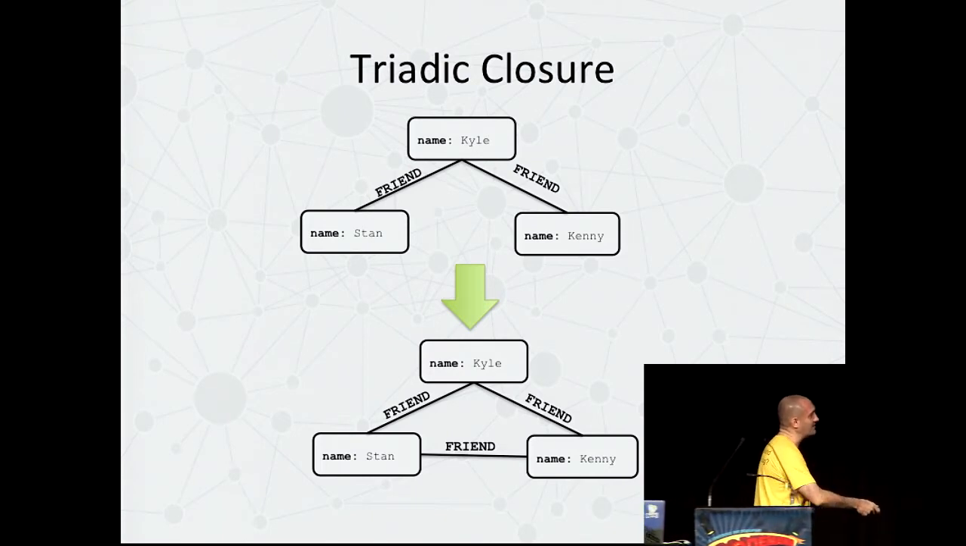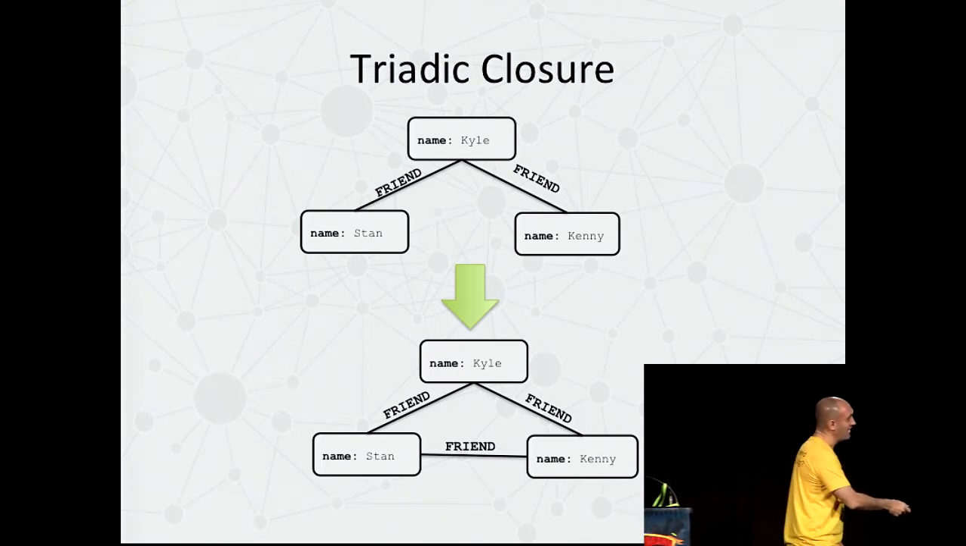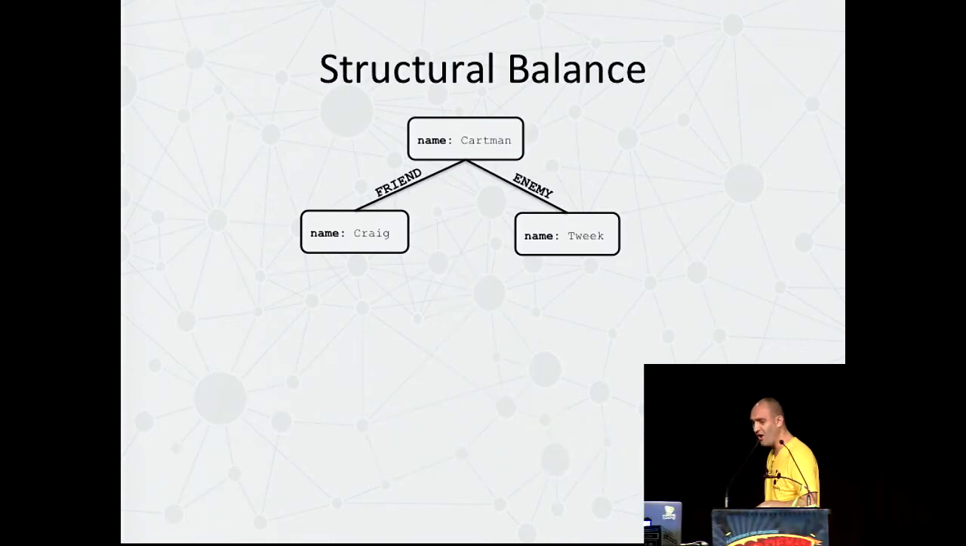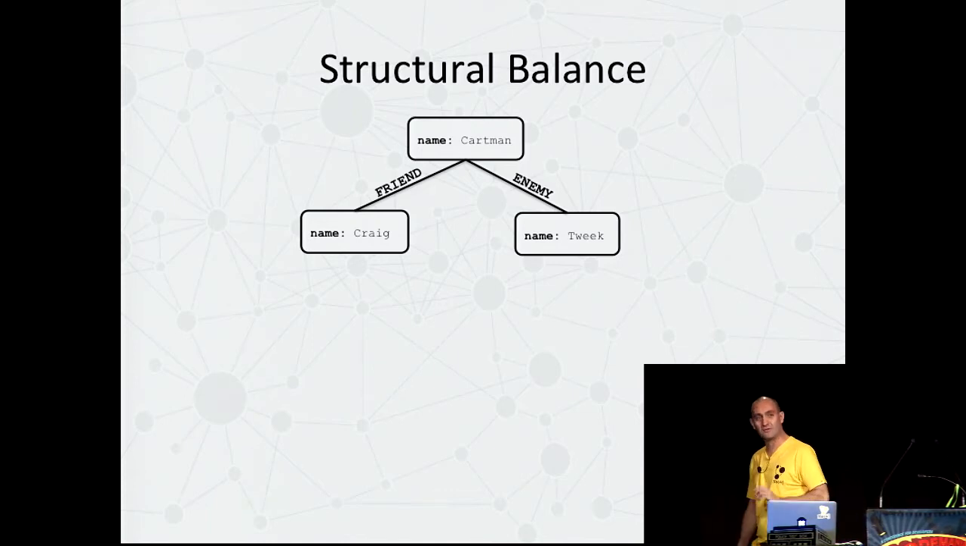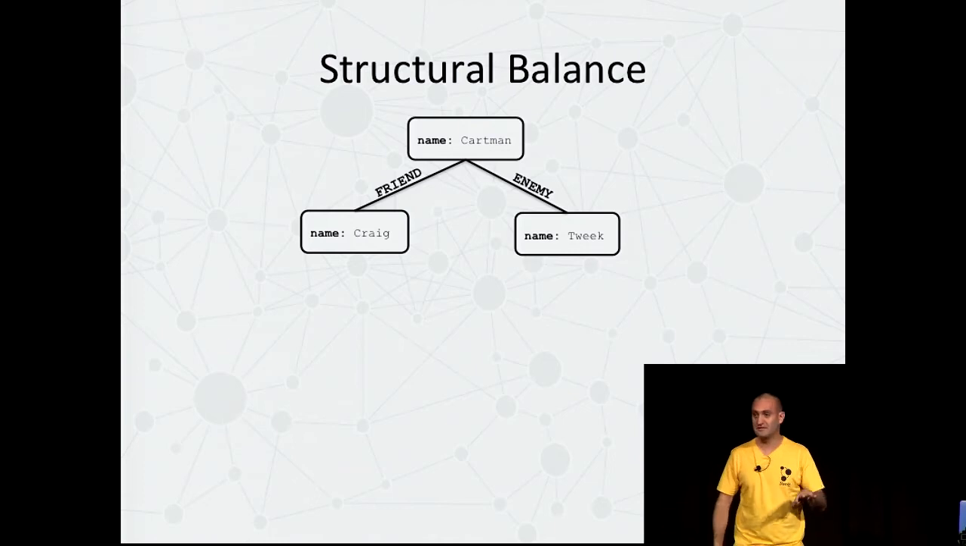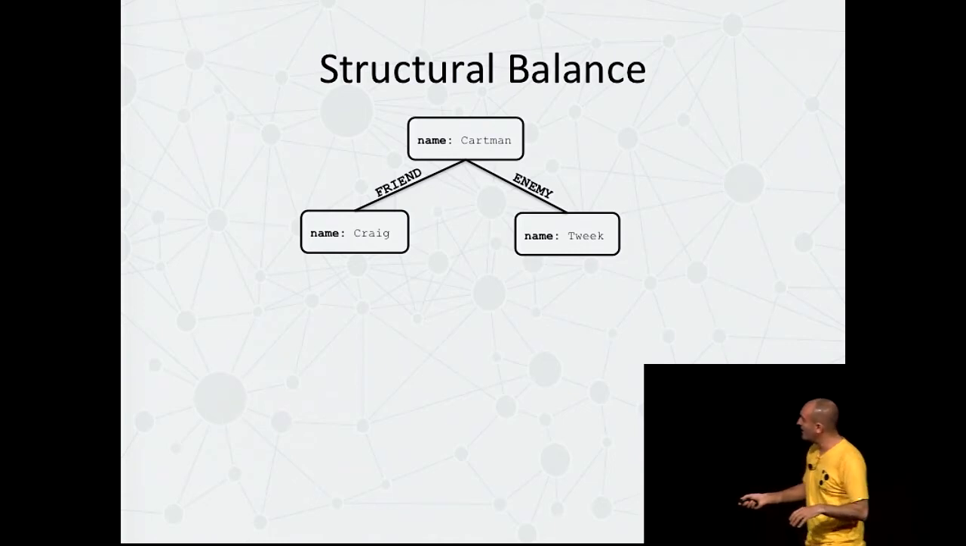And you can see now that actually Kyle is friends with Stan, Kyle's friends with Kenny, and therefore Stan and Kenny become friends. There's just that innate tension in the graph. Now, also in South Park, there's this nasty fat kid called Cartman, who I have to say is a bit of a hero of mine, modulo the odd genocide he tries to commit. I kind of like his style.